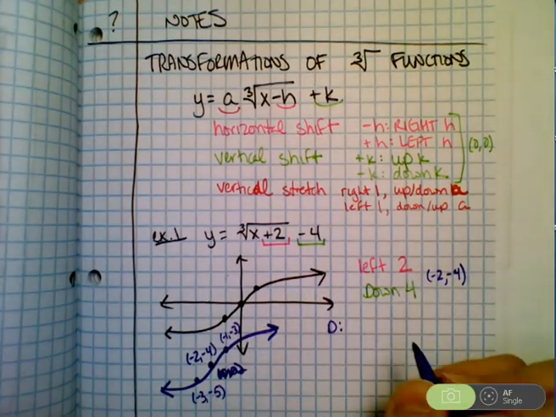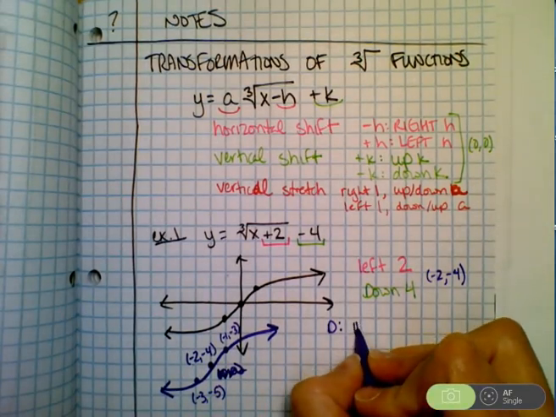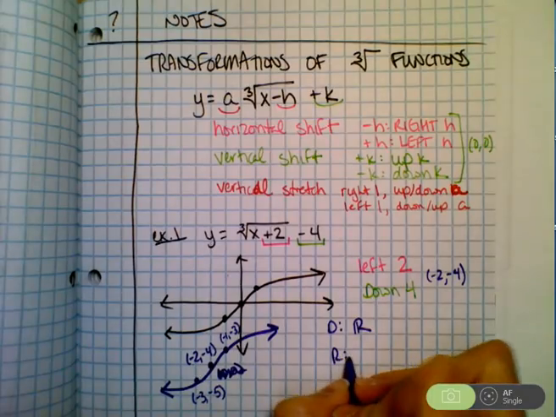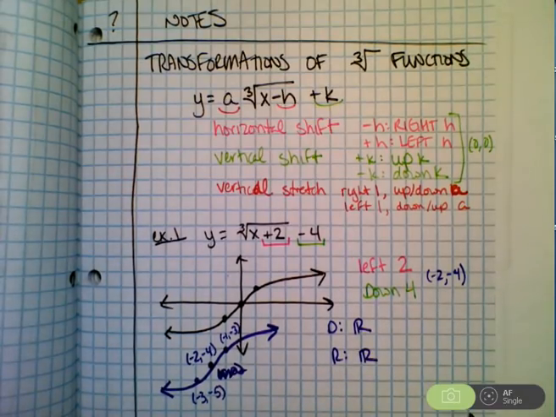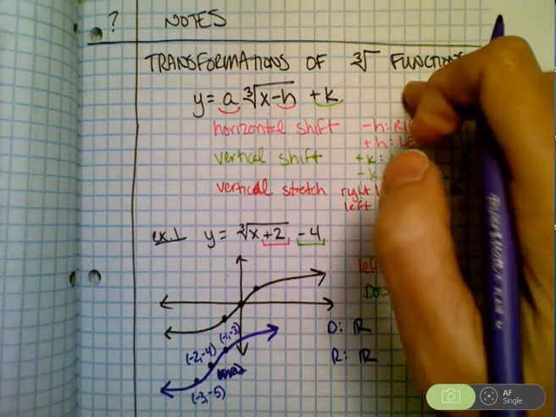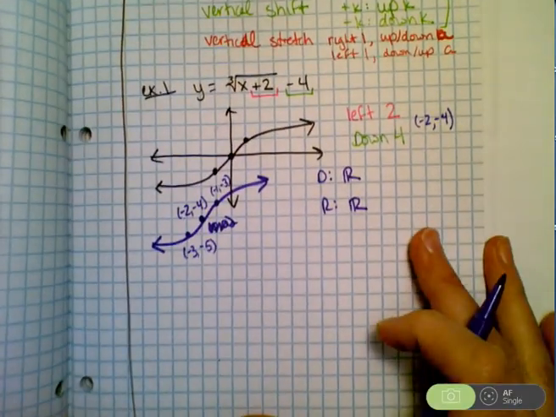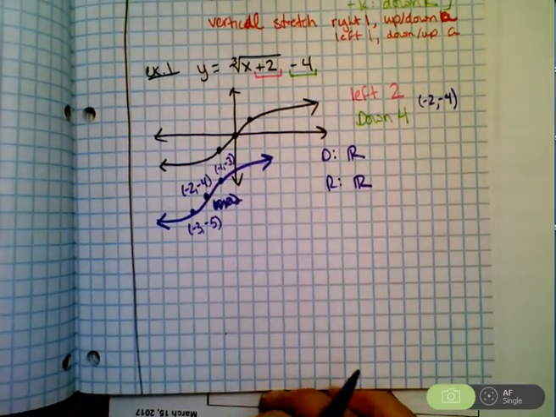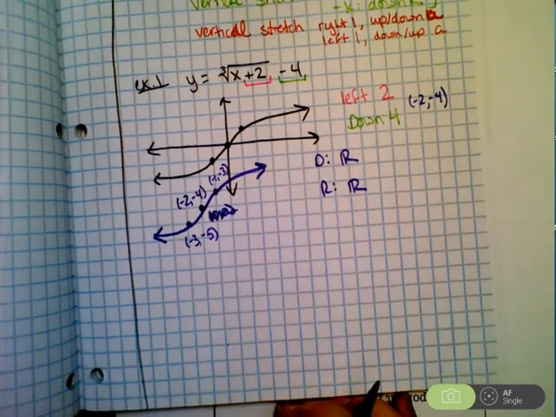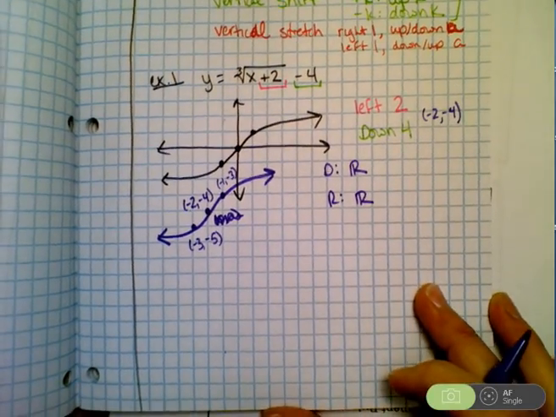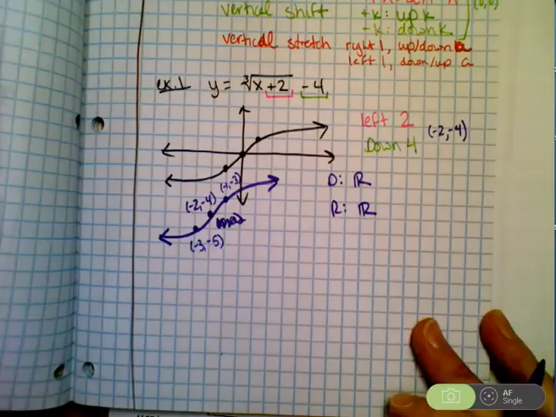Our domain for this one is all real numbers, or negative infinity to infinity, and our range is also all real numbers, or negative infinity to infinity. Cube root functions, that's always the domain and range. In that way, they're a teensy bit easier than square root functions. Okay, so let's look at one more example of this.